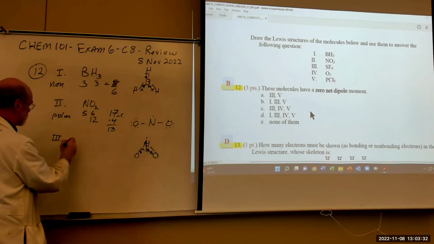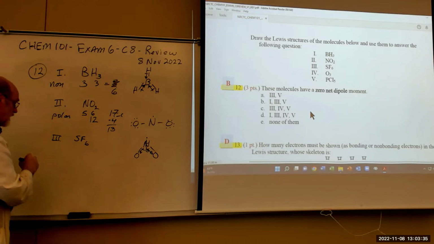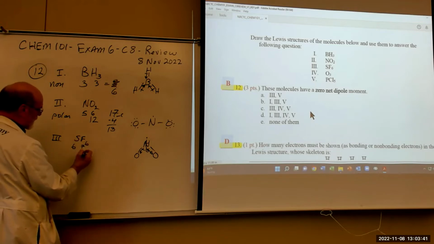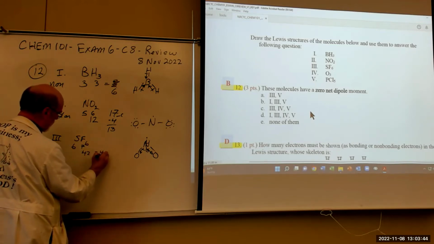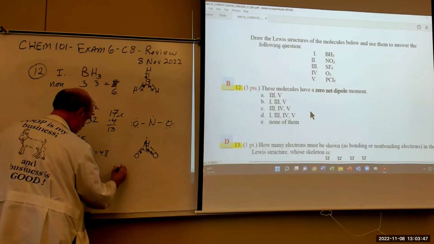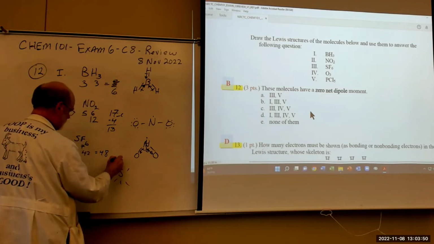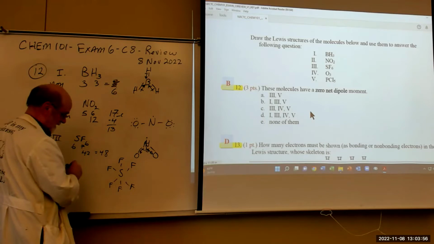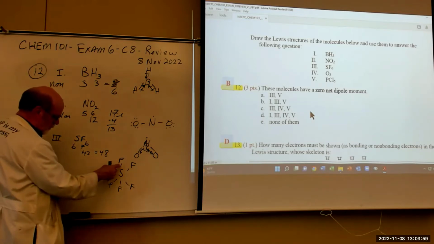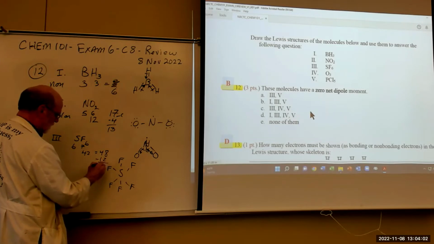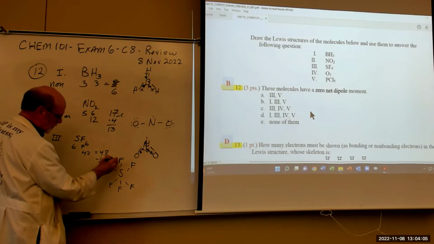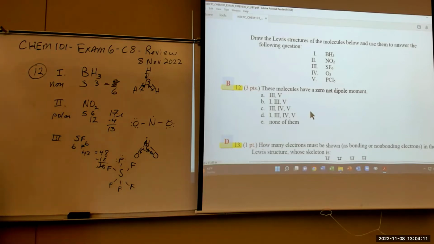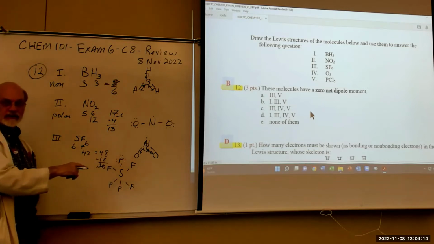How about SF6? Sulfur is 6 valence electrons. Fluorine is 6 times 7 is 42, plus 6 is 48. So we have sulfur, 1, 2, 3, 4, 5, 6 fluorines. So that's 2, 4, 6, 8, 10, 12. We have 36 left over. So 2, 4, 6. 6 times 6 is 36. That uses up all our electrons. But if we put 6 around each fluorine now.